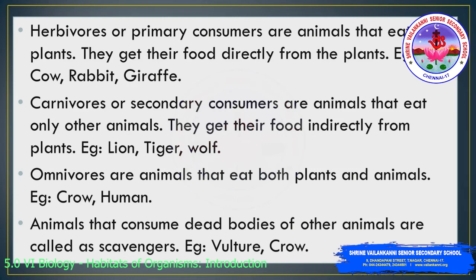And the third category of consumers are omnivores. These are animals that eat both plants and animals. Examples of omnivores are crow and human. Whereas animals that consume dead bodies of other animals are called scavengers. Examples of scavengers are vulture and crow.